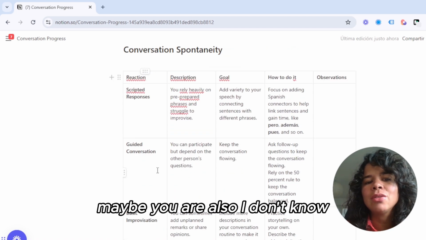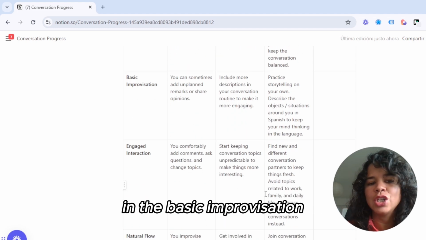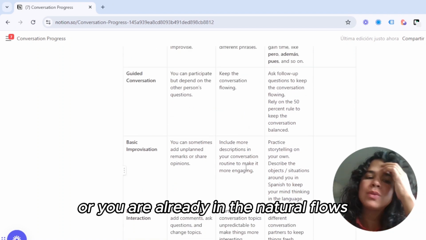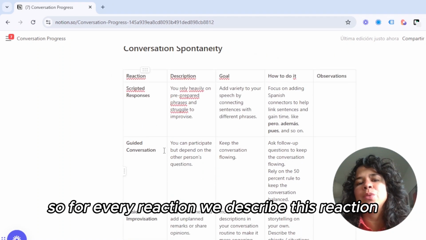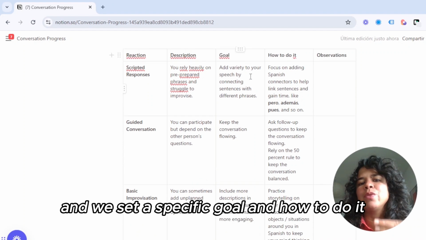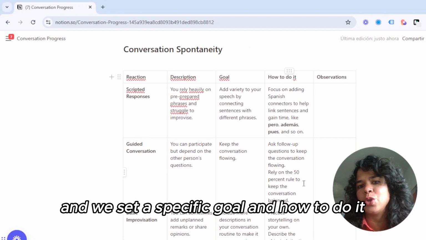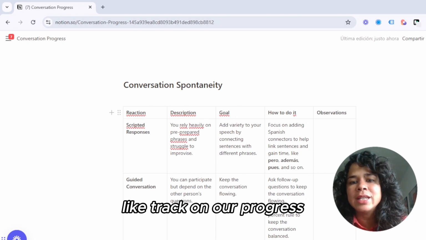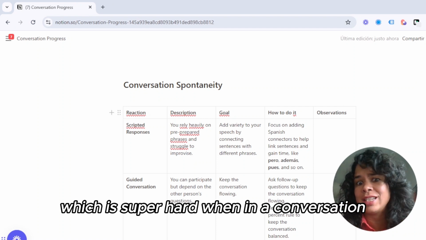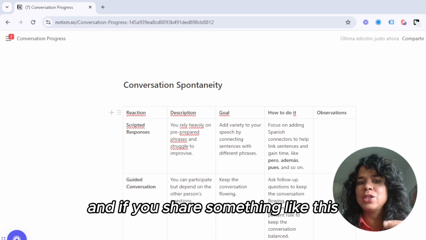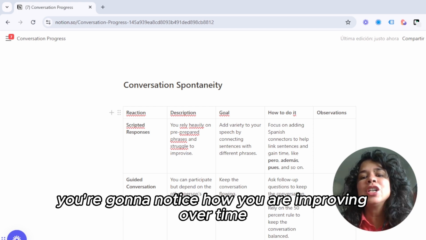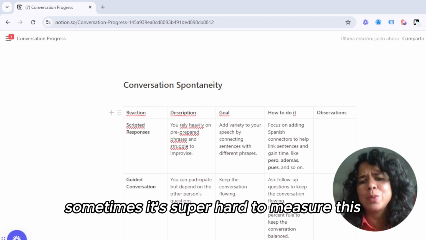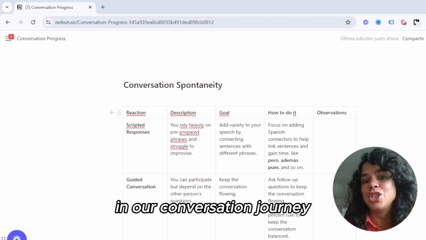Maybe you are also, I don't know, in the basic improvisation, or you get engaged in the interaction, or you are already in the natural flow. So for every reaction, we describe the reaction and we set a specific goal and how to do it. This is the way that we can keep track of our progress, which is super hard when in a conversation. And if you share something like this with your conversation partner or tutor, you're going to notice how you are improving over time. Sometimes it's super hard to measure this in our conversation journey, let's say.